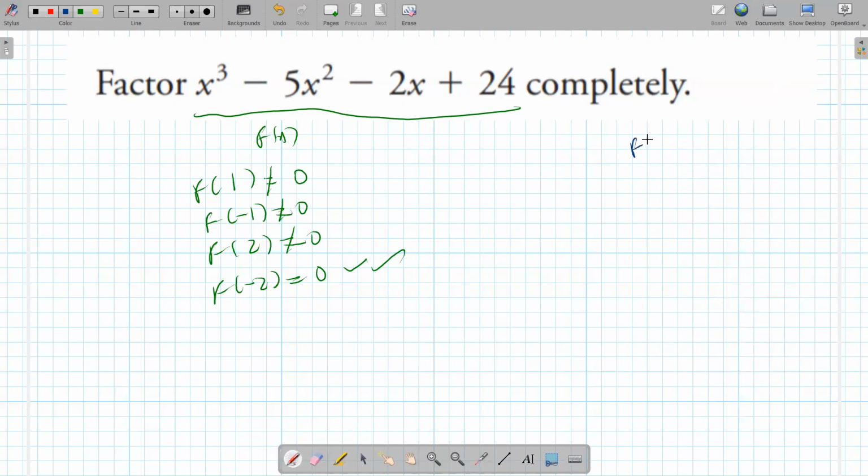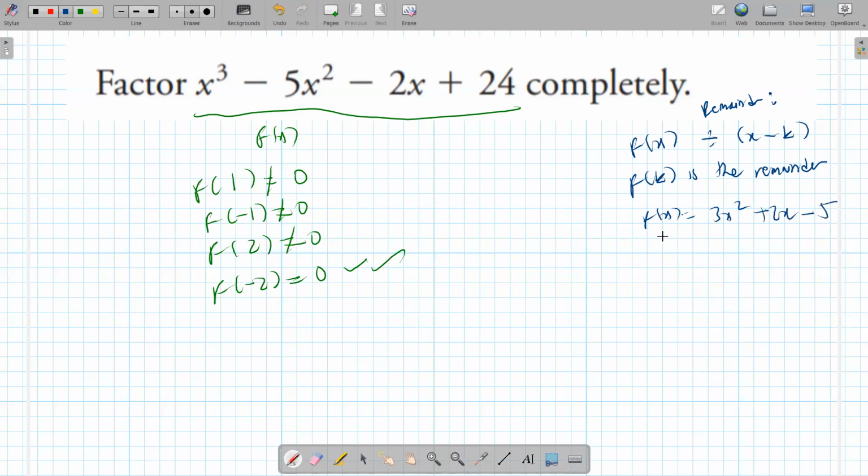The remainder theorem tells you if you have some polynomial f of x, and you're dividing this by x minus k, then f of k is the remainder. For example, if f of x is 3x squared plus 2x minus 5, and you're dividing this by x minus 5, then the remainder is given by f of k, or f of 5. If you sub in 5, that's exactly the remainder.